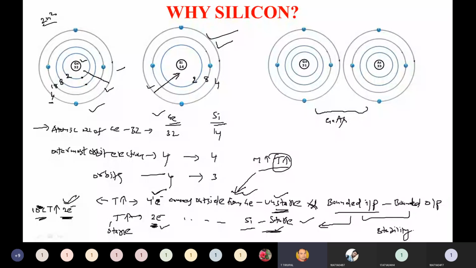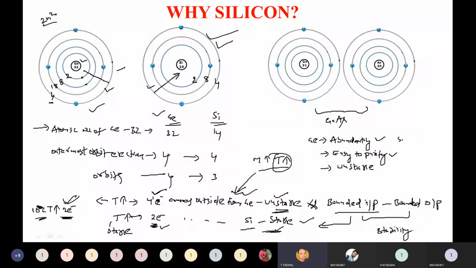Now, even though silicon is stable, look at germanium. Germanium is abundantly available on Earth's surface in the form of rocks. It is also easy to purify. Germanium is abundantly available and easy to purify, but the only disadvantage is that it is unstable.